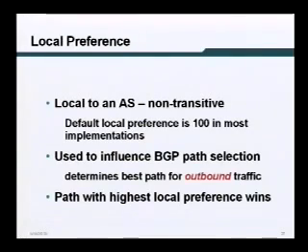Okay, it's local to an autonomous system. So if you set a local preference on a prefix within your network, and then you announce that prefix to somebody else, well, the local preference will not be sent. Okay, your neighbor will pick up the prefix and he'll attach his own default local preference to it. Okay, most implementations use default local preference of 100. Some people will change the default local preference within their network for their own purposes. Okay, it determines the best path for outbound traffic.